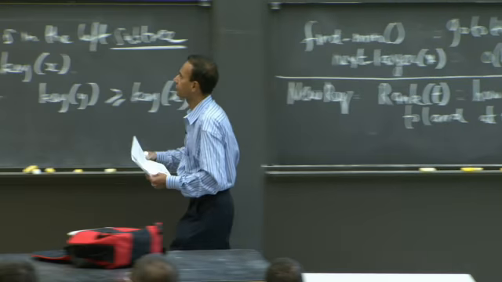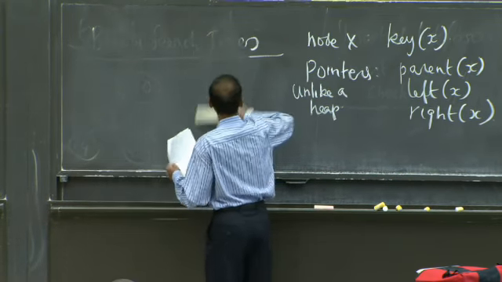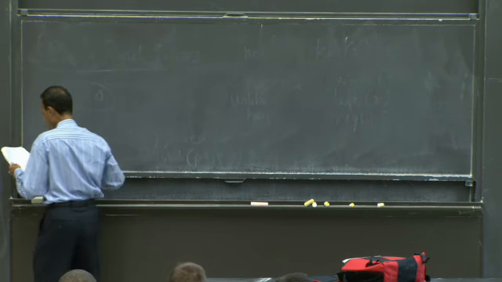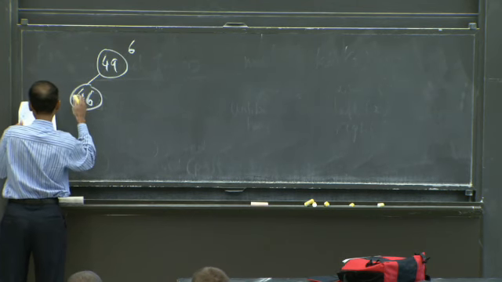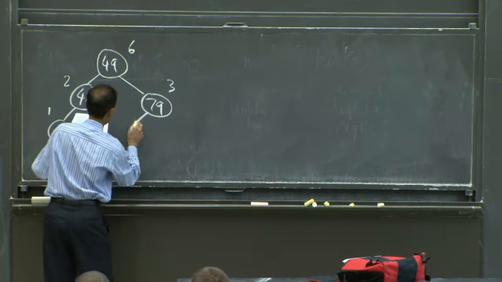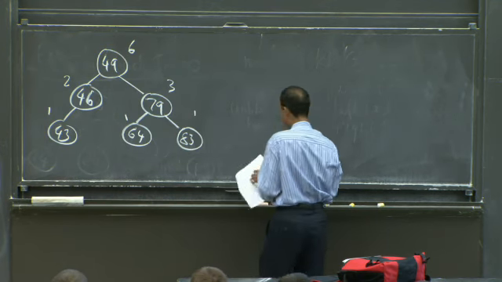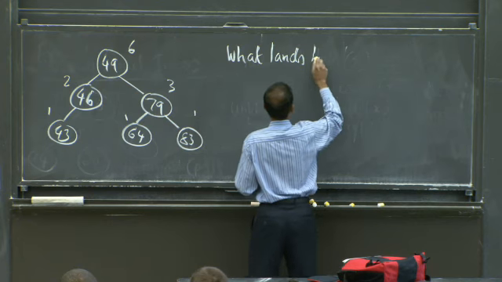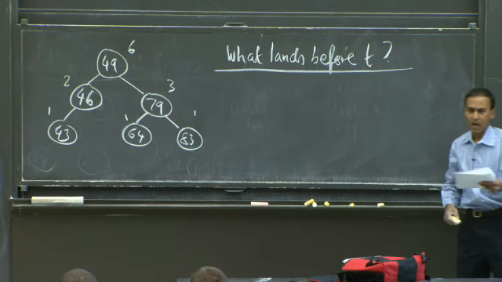So now I have a BST structure that looks like the one I just ended up with. I've added this 43, so let me draw that out here and see if you can answer this question. This is a subtle question. So I got 49, and that subtree size is 6. I got 46, subtree size is 2, 43, 79, 64, and 83. Okay? So what I want is what lands before T. All right?